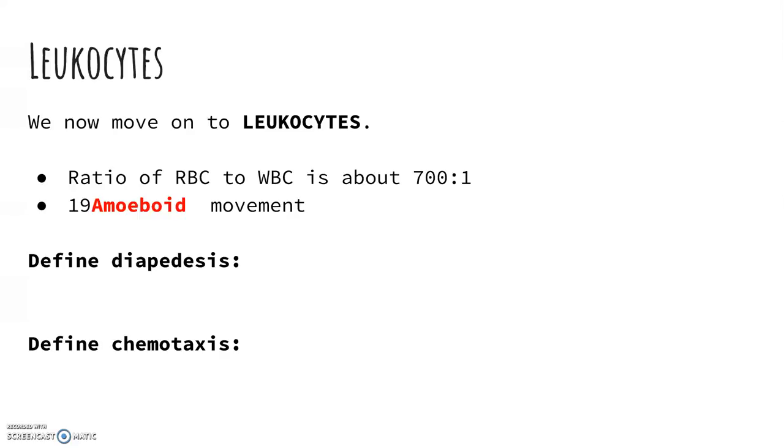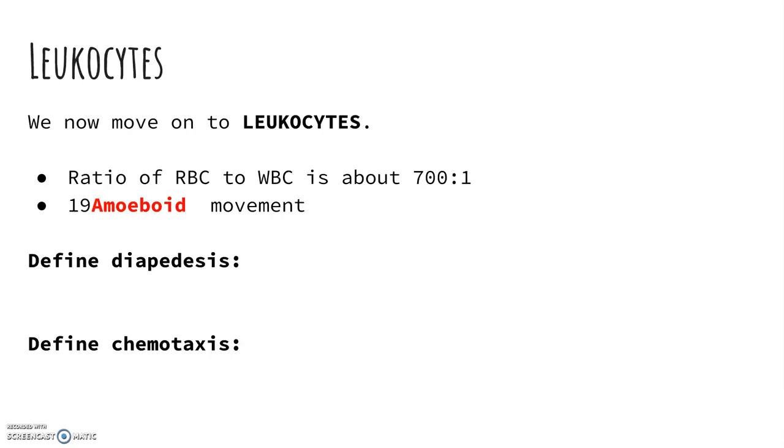Leukocytes are your white blood cells, and there's many fewer of them than there are red blood cells. Your red to white cells are a ratio of about 700 to 1. Leukocytes don't just stay inside the blood vessels, they actually can get out, and they move by an amoeboid movement. They can stretch out an arm and pull themselves forward and have this movement that is directional, like they can know where to go and they can slide their bodies forward with this amoeboid movement.